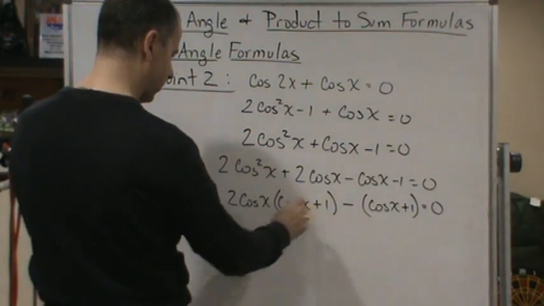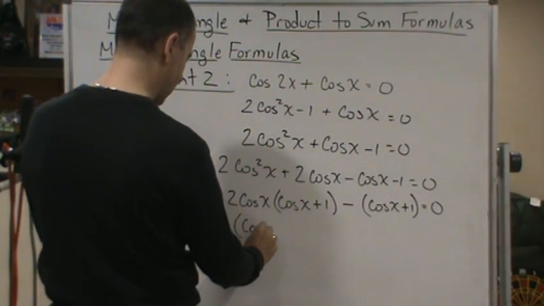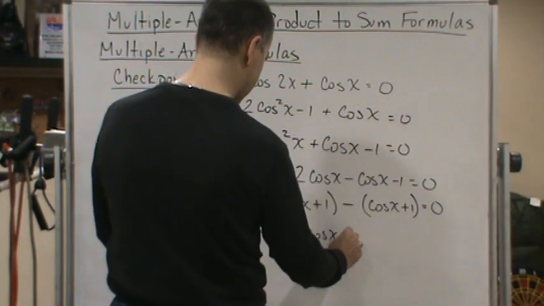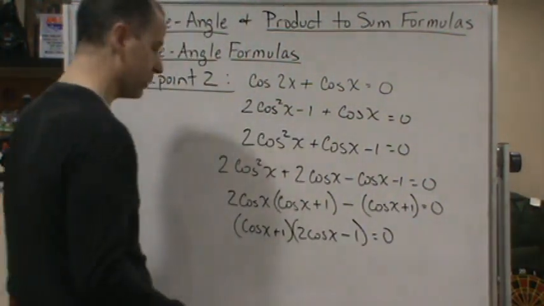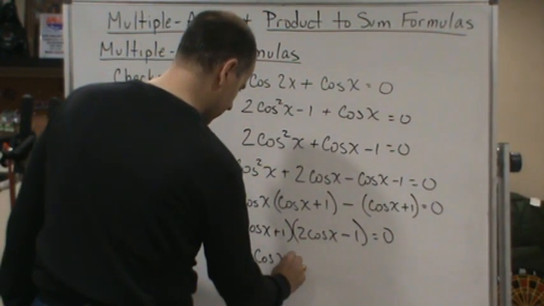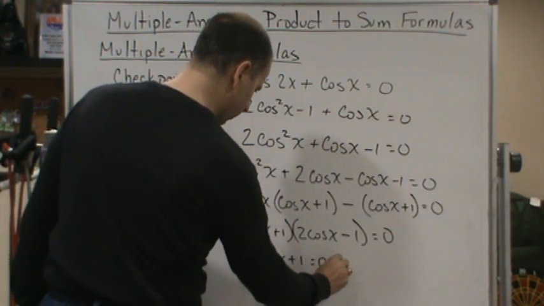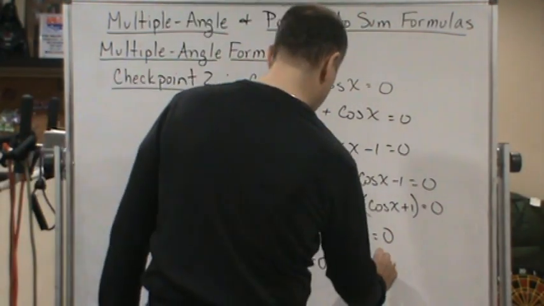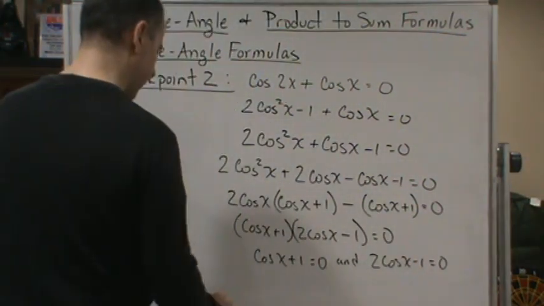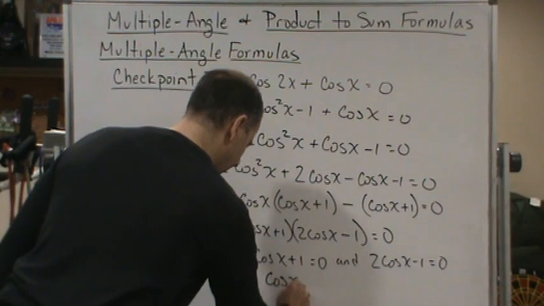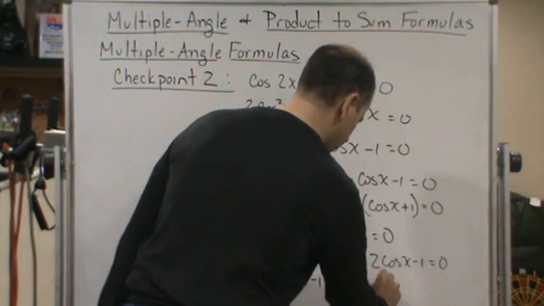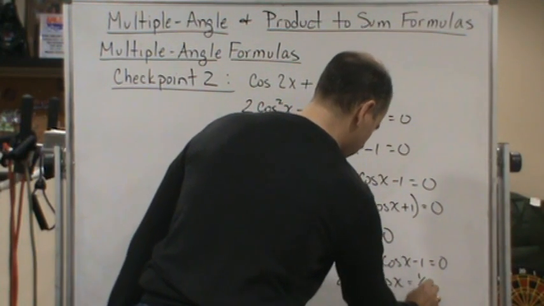And finally, we can factor out the cosine x plus 1, so we get cosine x plus 1 times 2 cosine x minus 1 is equal to 0. Now we can use the zero product principle, and we get cosine x plus 1 is equal to 0, and 2 cosine x minus 1 is equal to 0. And then finally we get cosine x is equal to negative 1 and/or cosine x is equal to a half.